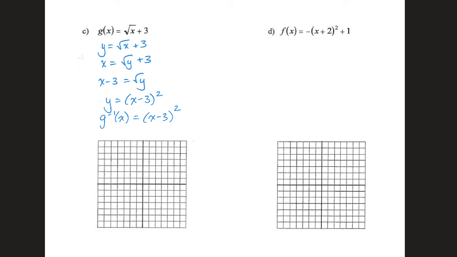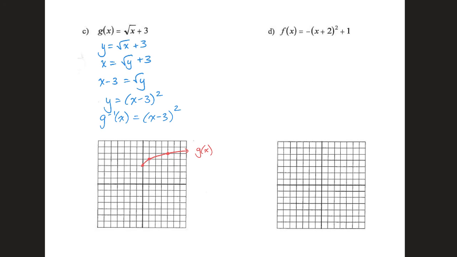So I'm going to put my original in red. We should notice that it is our good old square root function shifted up 3 units. So my (0, 0) comes up at (0, 3), (1, 1) goes to (1, 4), and (4, 2) goes to (4, 5). And I now get that as my graph of g.